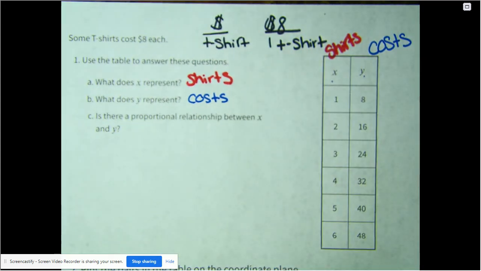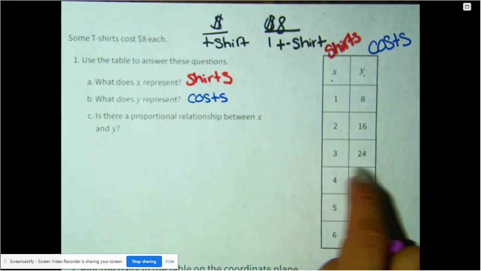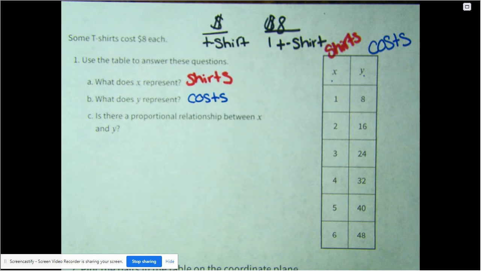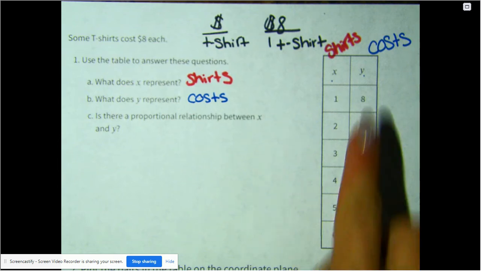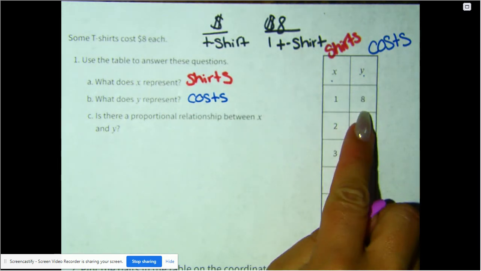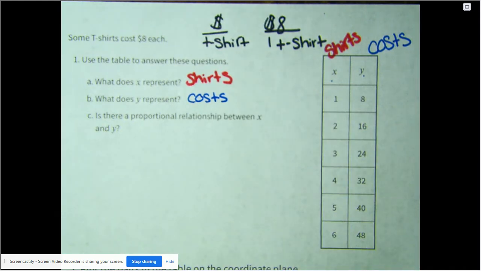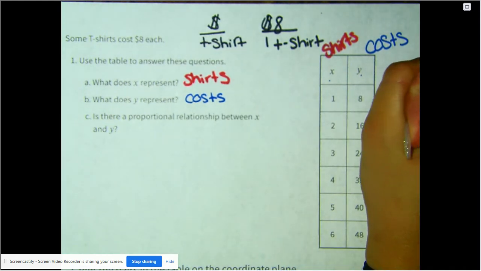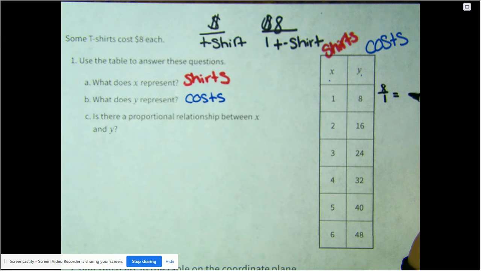So is this a proportional relationship? Well, we can find out by dividing each and every single one of these. When I do so, remember, we do y over x. So we kind of go in reverse, if you want to think of it that way. Over here, we have 8 divided by 1, which is 8. 16 divided by 2, which is 8.